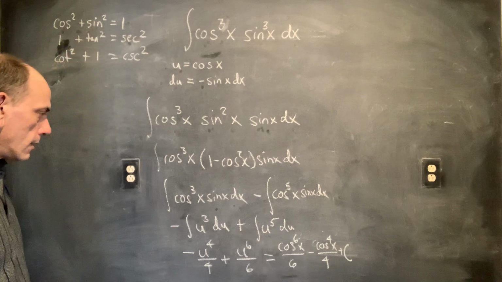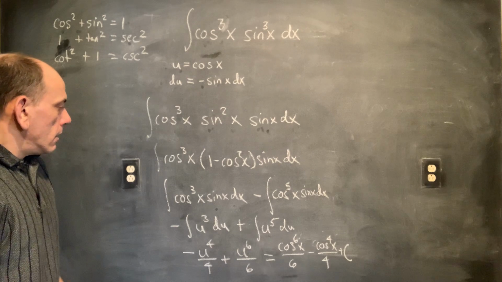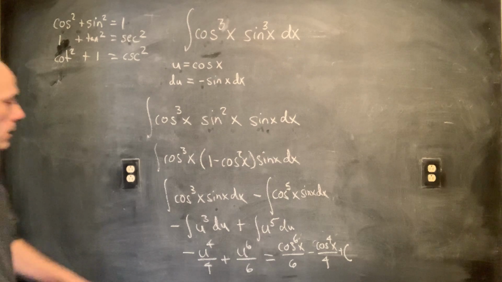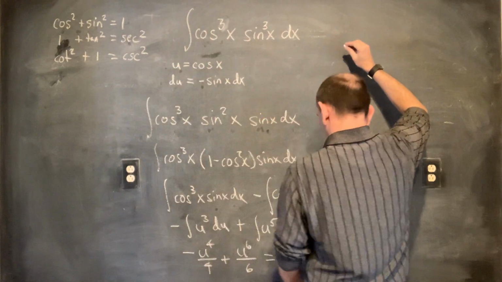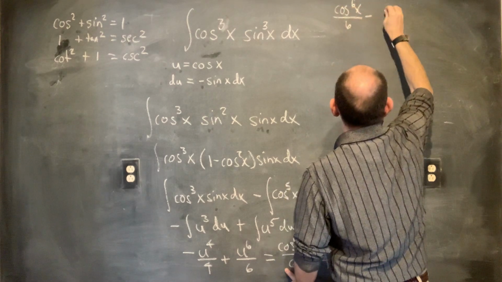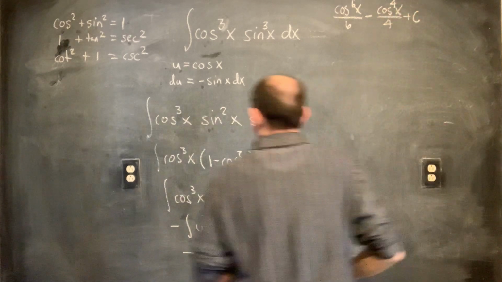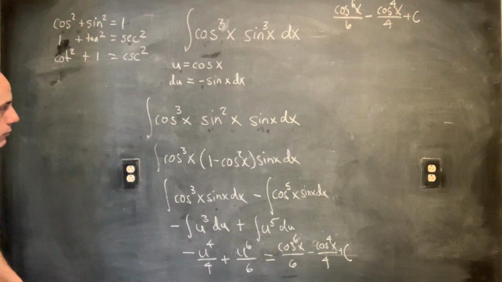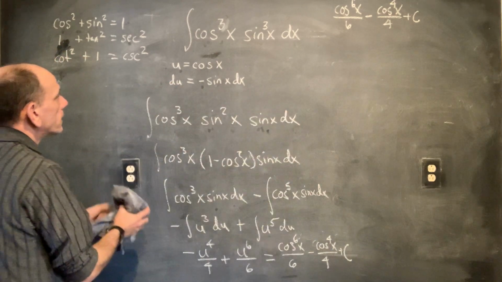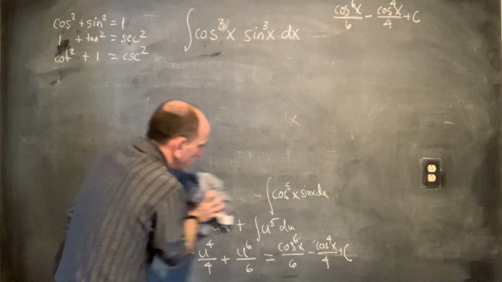Cosine to the 6th over 6 minus cosine to the 4th over 4 plus c. Sweet. Now, let me hold that up here for a moment, just to allow us some space rather than squinching in over here, right? And we'll say, okay, let's see what happens if we decided differently. Would it have worked?